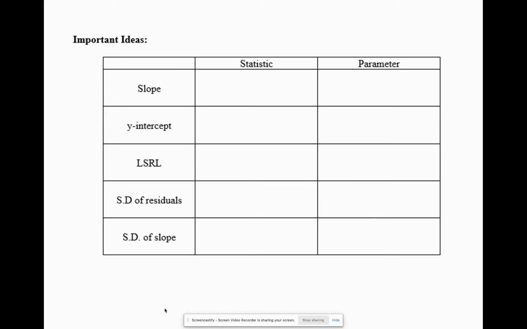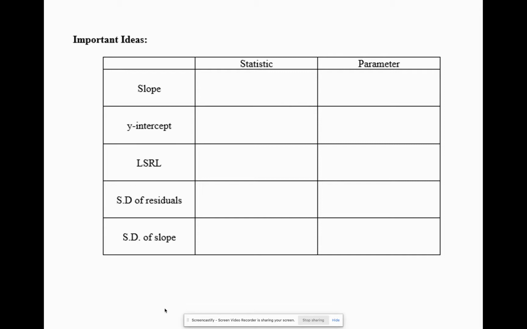Now, the important ideas in this section relate a statistic from a sample to a parameter. We've been doing this all semester with different types of confidence intervals and hypothesis tests. Now we're going to do this for slope and linear regression.